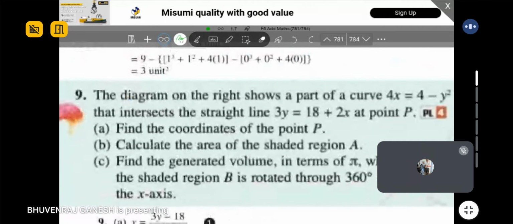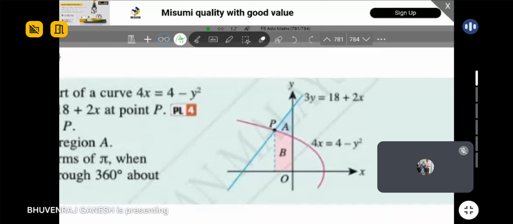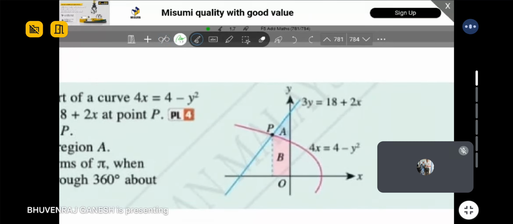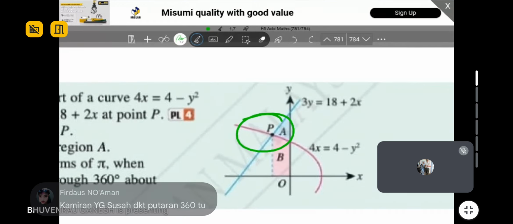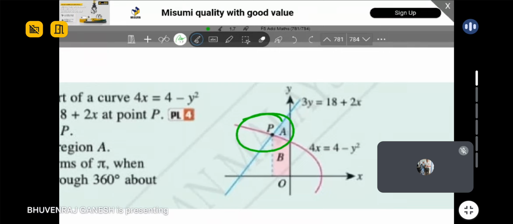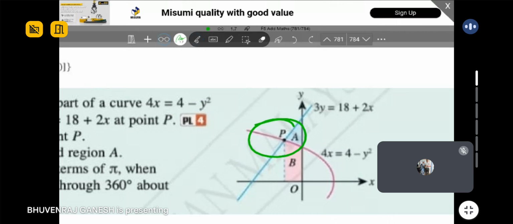Okay, so first question, they ask you find coordinate of P. Okay, guys. What, kamu bagi tahu konsep yang perlu guna. Okay, Sat. Ada soalan kat sini. Bahagian C. Kita akan bincang. Okay, guys. Macam mana cari coordinate P? What is the concept I should use?